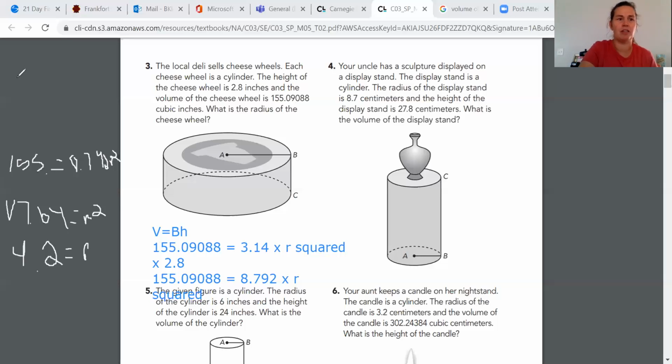So you can actually say that the formula is volume equals 3.14 r squared times height. That would be the formula to find the volume of a cylinder.